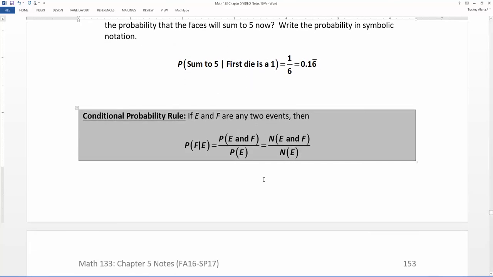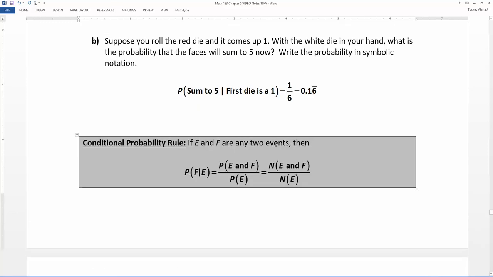It says if E and F are any 2 events, then the probability of F given E, that's what that little vertical line means, given that, is the probability of E and F divided by the probability of E. In other words, the number of ways that both E and F can occur divided by the number of ways E can occur. Let's think about this last one in particular, the one with the N. N stands for number of ways.